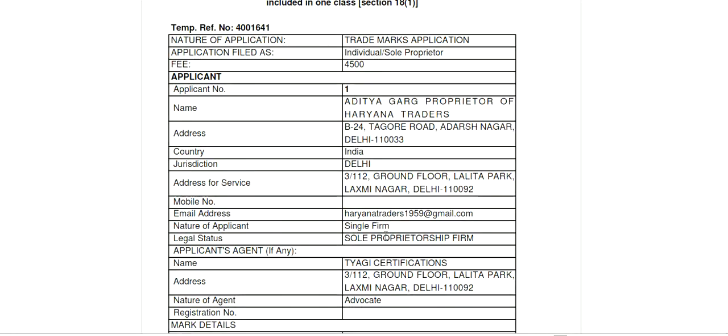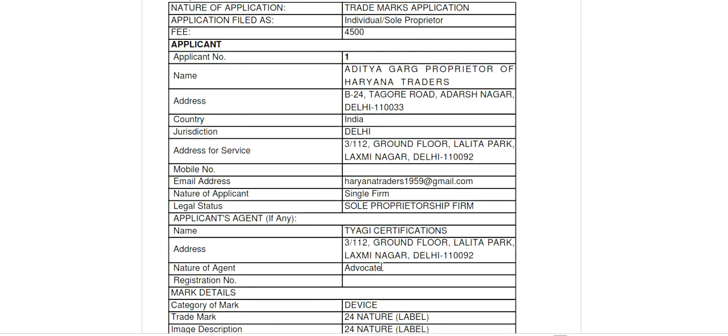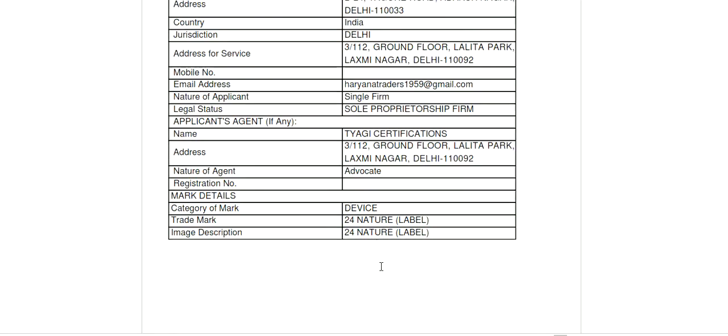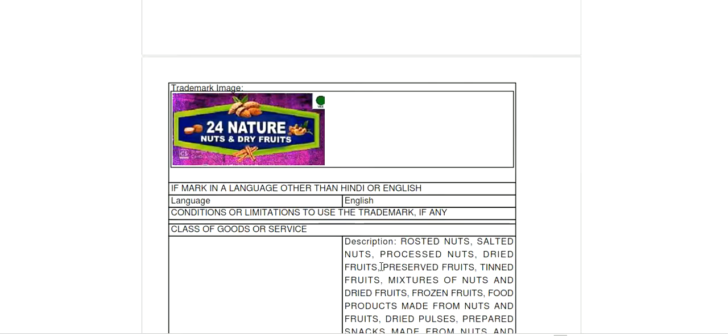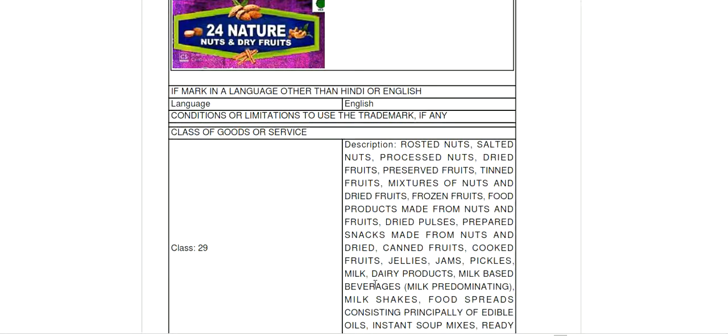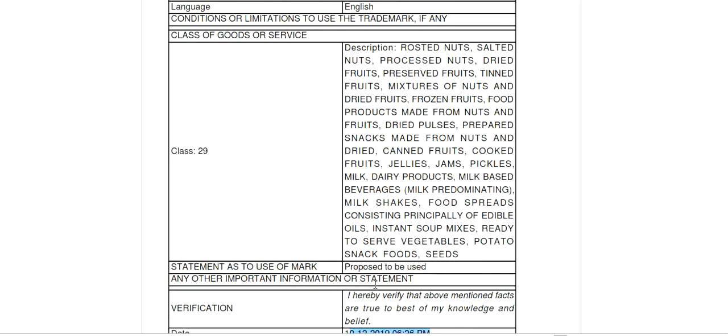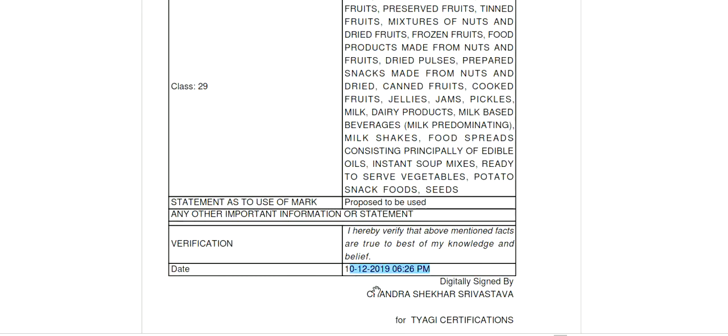Looking at the legal status, it is a sole proprietorship firm. Then with respect to agent, they mentioned the agent. Who is the agent filing this? In the previous case we didn't have an agent, but here we have one. The nature of agent is an advocate, not a trademark attorney. With respect to trademark details, it's a device, trademark 24 nature, image description it's a label. The language is English. Then class and goods of service, they mentioned class number 29. Statement to be used as a mark is proposed to be used. So then the date is essential.